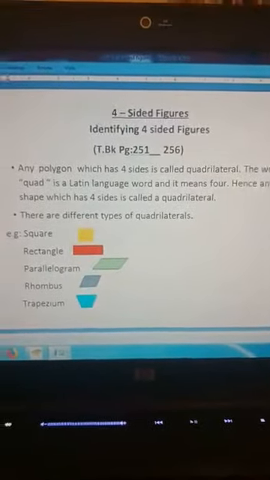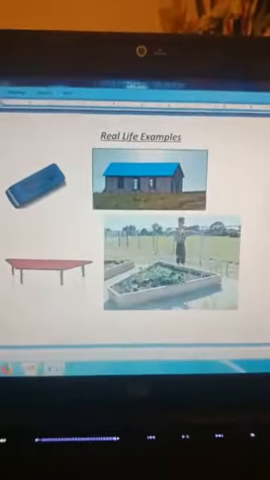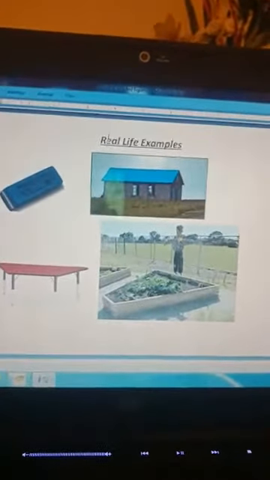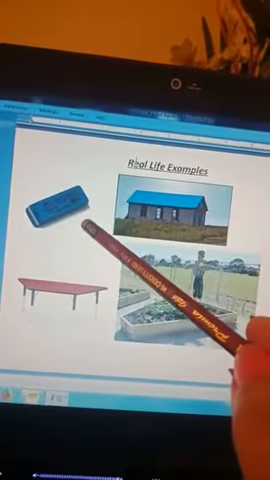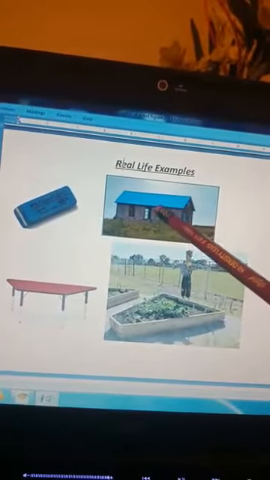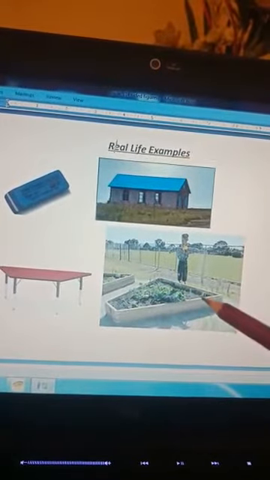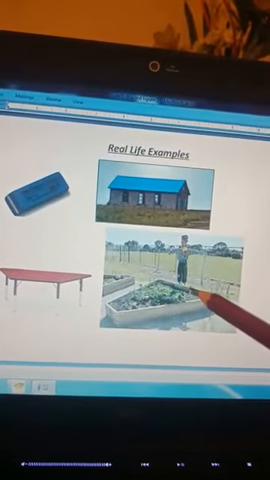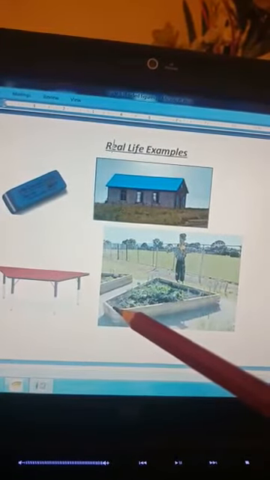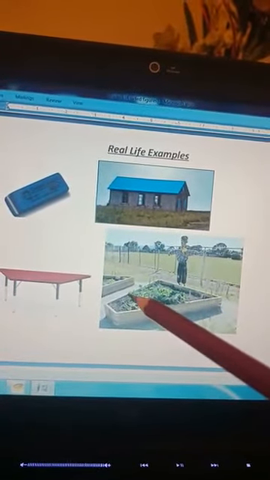Now if I show you some real life examples of these. Look at this. There is an eraser. It has parallelograms. Look at the hut. These two opposite sides are parallel, and this side is parallel. Look at this shape. What about this shape of the table? Yes, it's a trapezium. And what about this? In this garden, this shape is a trapezium because this side and this side are parallel and these two sides are non-parallel.